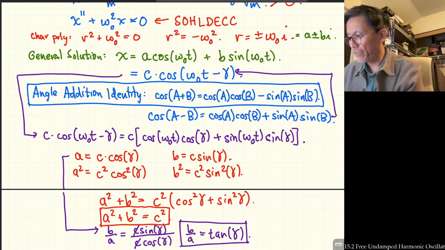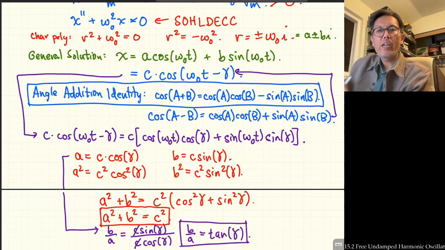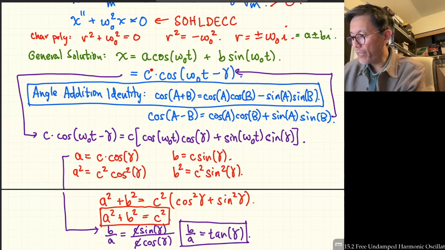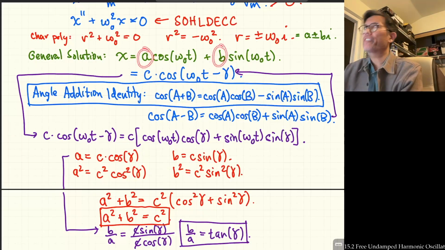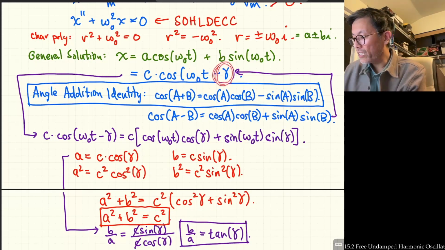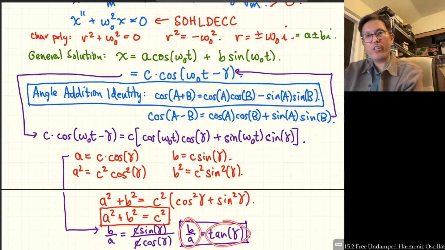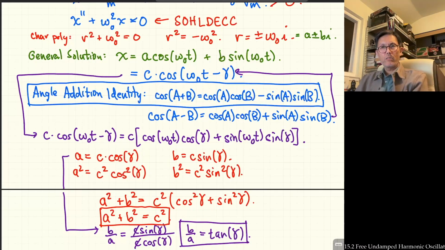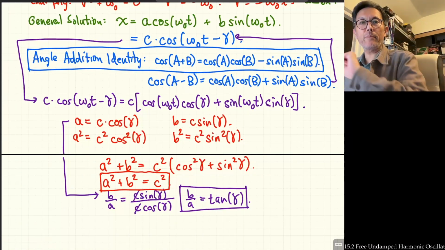Remember why I did all of this work. What I wanted to show you is that this ends up being an oscillation whose amplitude is this number C, where C squared is the sum of the squares of A and B. Furthermore, it has this phase shift gamma, where gamma is an angle whose tangent is equal to the ratio of B over A. And that is characterizing this free undamped oscillation.